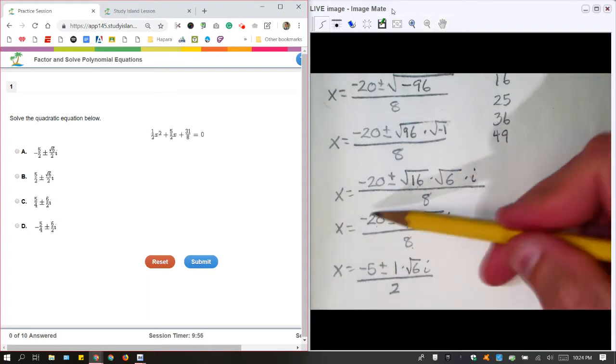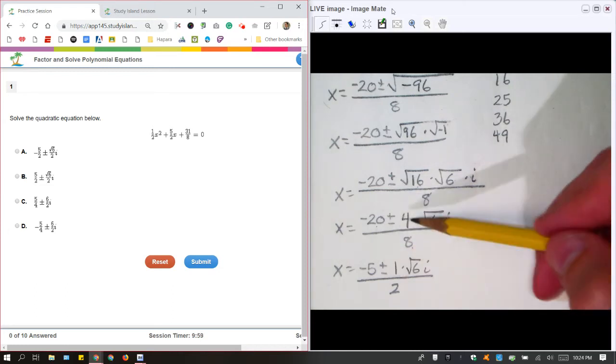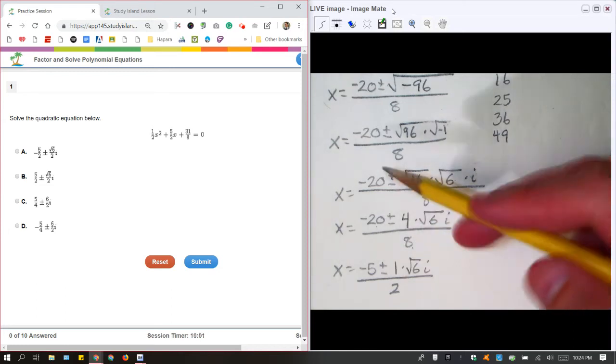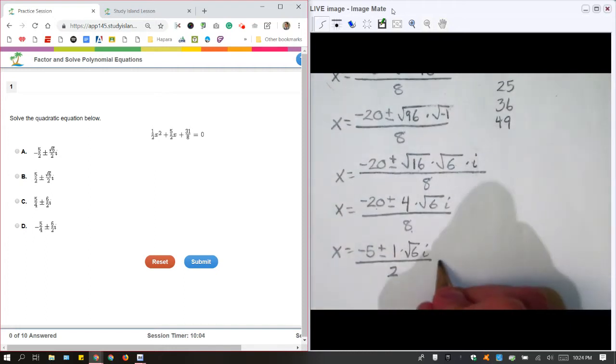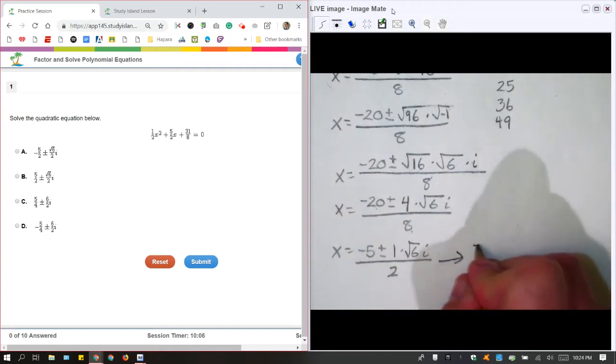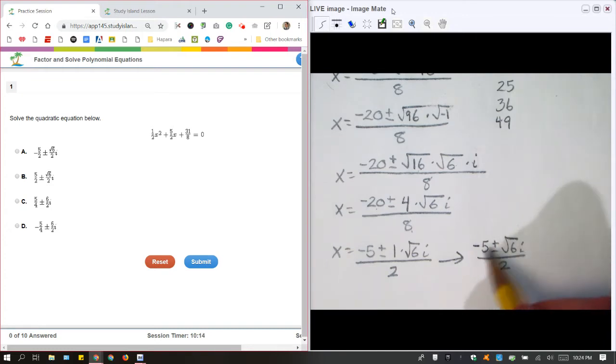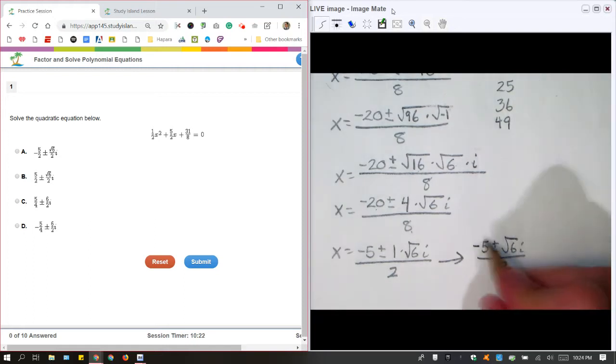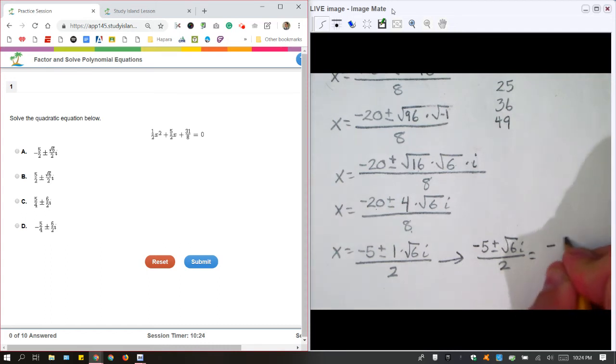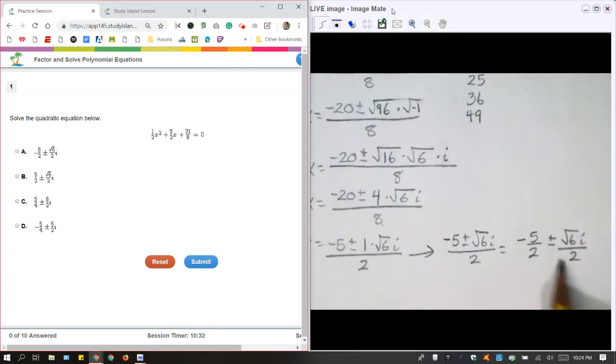Okay, so we just divided 4 out of all of those. Negative 20 divided by 4 is negative 5, and 4 divided by 4 is 1, and 8 divided by 4 is 2. Now an easier way to write this, we don't have to write the 1. We just simply say negative 5 plus or minus the square root of 6 times i divided by 2. So this is actually 2 answers. It's negative 5 plus the square root of 6i divided by 2, and negative 5 minus the square root of 6i divided by 2. Another way to write it is we could break this up into 2 separate numbers. So I could say negative 5 over 2 plus or minus the square root of 6 times i over 2. That's another way to write the exact same thing.